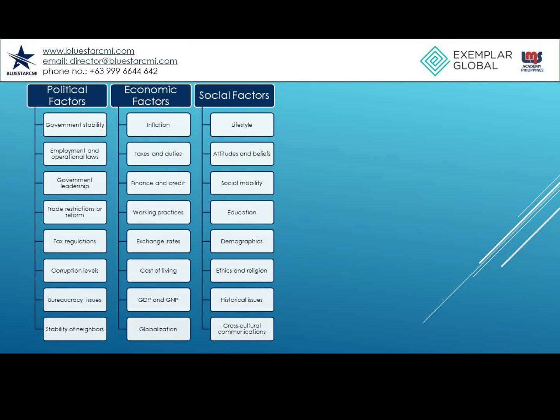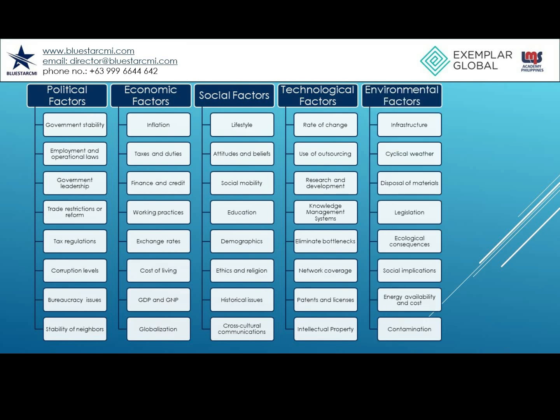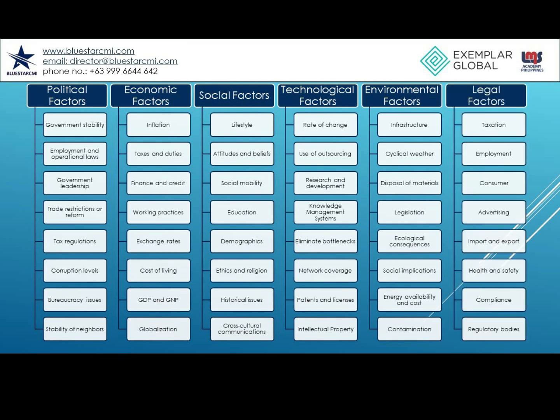The pace of change in technology is becoming more rapid, and often changes that impact your market come from unexpected sources. Technological factors can be broadly divided into two areas: manufacture and infrastructure. Organizations that fail to keep up with technological advances leave opportunities for a smaller producer or new entrant to enter their market. Environmental factors include infrastructure, cyclical weather, disposal of materials, energy availability and cost, and the ecological consequences of production processes. Legal factors include current and impending legislation that may affect the industry in areas such as employment, competition, and health and safety. Your PESTEL analysis should consider the impact of your own national laws as well as those originating in other countries that could affect you.